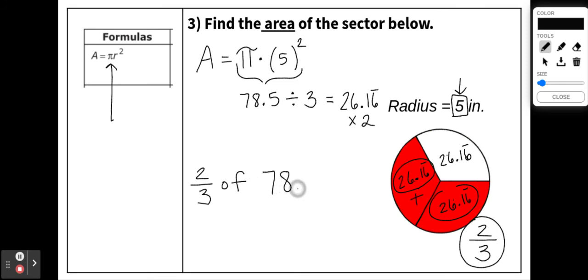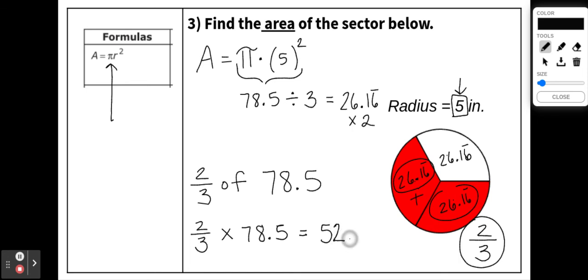So the whole area was 78.5. So we want to know what is 2/3 of 78.5. So in our calculator, we'll type in the fraction 2/3, and we're going to multiply that by 78.5. And that's going to tell us, if you try typing it in with me, 52.